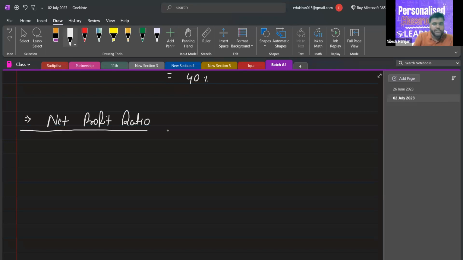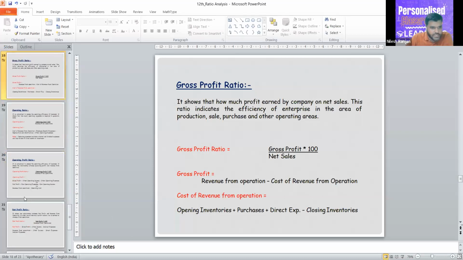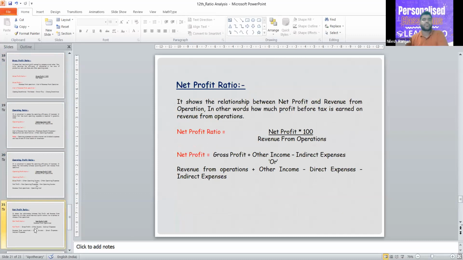Now, net profit is also related to sales. So if we say the definition, net profit ratio tells us the relationship between net profit and net sales. The formula for net profit ratio is net profit divided by net sales. It shows the relationship between net profit and revenue from operation. In other words, how much profit before tax is earned on revenue from operation. So net profit into 100 divided by revenue from operation.